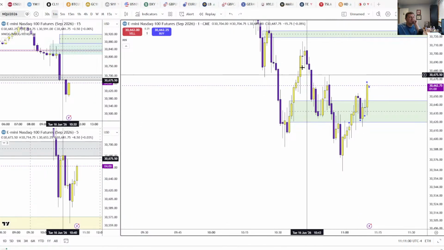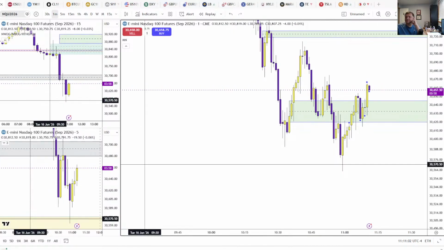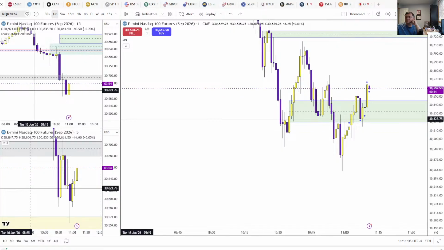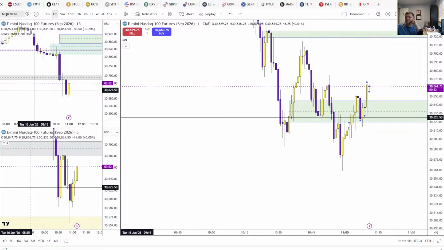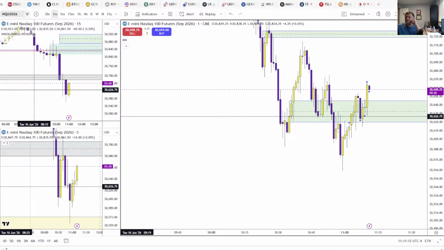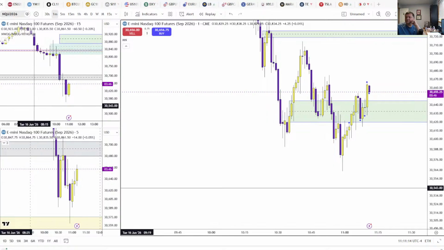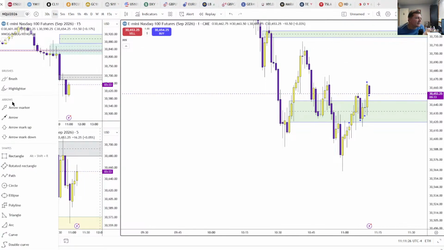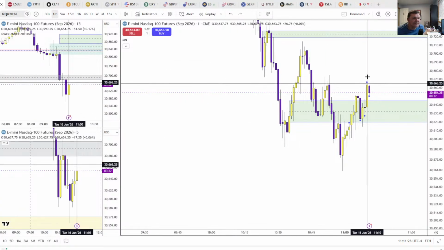Box to box trade inside here. Just looking for this level right here for that box to box to finish off.